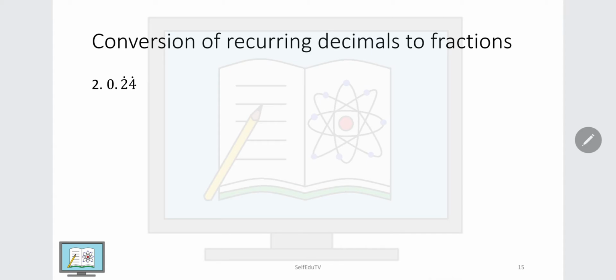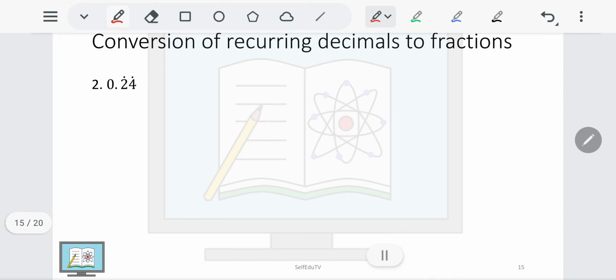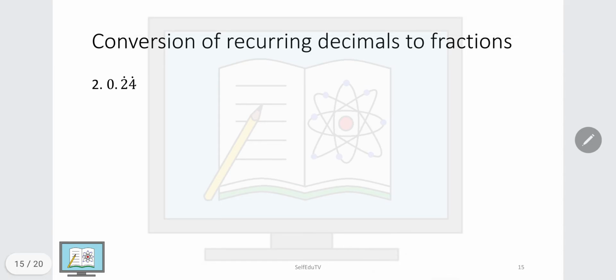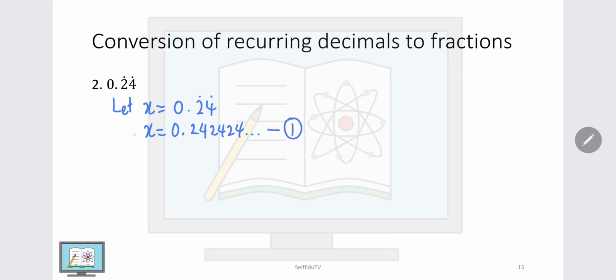Okay, how about this? So first I let x be this. So 2 and 4 with a dot above means 2, 4, 2, 4, 2, 4. So two digits are repeating. So when two digits are repeating, you multiply the equation by 100 to form another equation. So this one is equation 1. You form another equation by multiplying by 100 since there are two repeating digits.